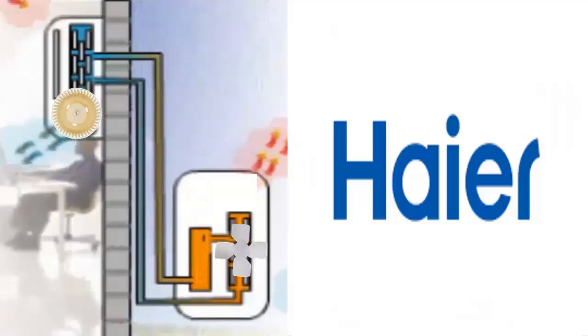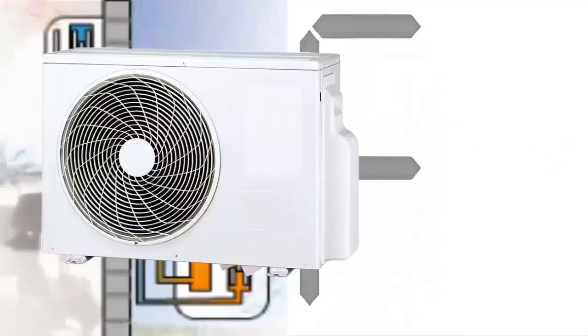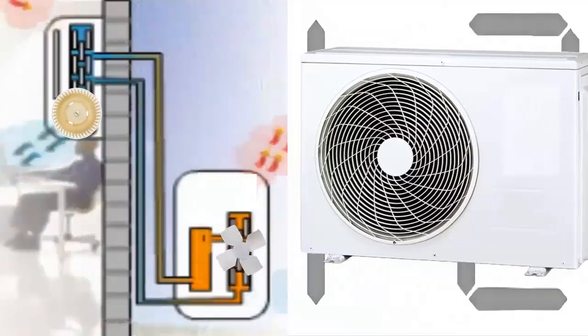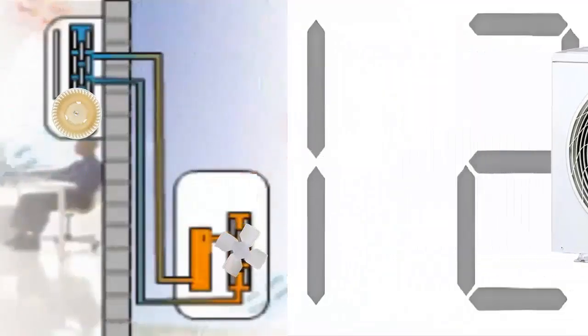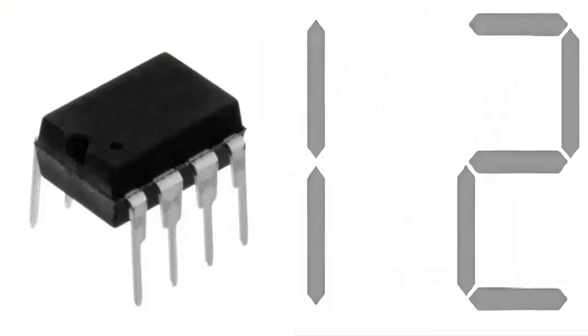1. For HAIER and MABE air conditioners, the F12 error can appear in inverter units on the outdoor unit. This error is related to issues with the EEPROM on the outdoor electronic board.